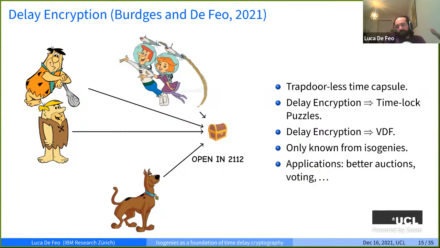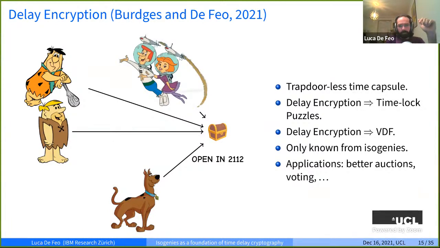And so it's certainly a more powerful primitive than either of those. And as far as we know, time lock puzzles and verifiable delay functions are not equivalent. And so this is pointing to the fact that neither time lock puzzles nor VDFs can imply delay encryption. It is a primitive that today is only known from isogenies. And as an interesting application, it has exactly the same auction example, but done in a better way.